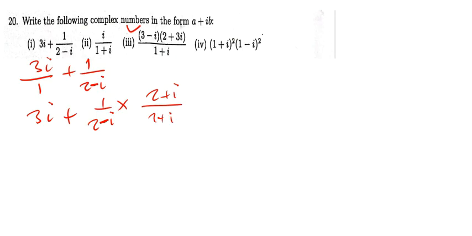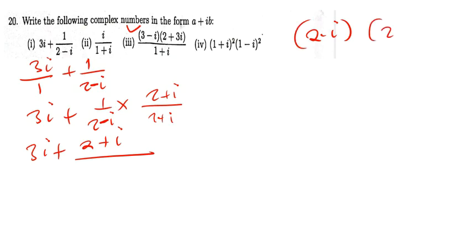So 3i plus, if I do times, on top there is 1, so nothing is going to change. I'll have 1 times 2 plus i. Down here, 2 minus i multiplied by 2 plus i. Anything, if you're multiplying anything by its conjugate, there is a simple method. There is no mark that is going to be given to you by doing 2 times 2, you write here 4. 2 times i, you write here 2i. Negative i times 2, you write here 2i. Then again you write here negative i squared. There is no mark for this step here.